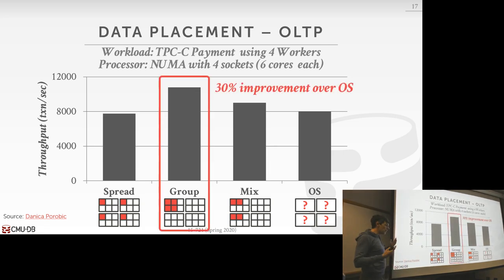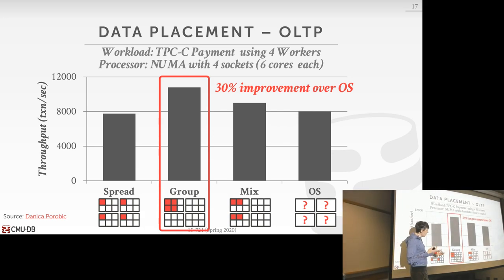What you can see here, obviously, is that if our threads access data that are all running on the same socket, you're getting about a 30% improvement over what the OS would do. The OS looks like it's doing something a little bit smarter than spread, but not much smarter than mix or group. So this is showing that if you let the OS be in charge of deciding where to place data and where to schedule our threads, you're gonna have a bad time, and you get 30% better by doing it yourself.